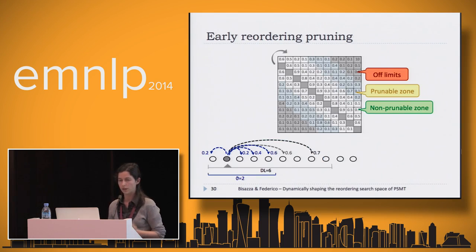So going back to the matrix visualization, we can represent this with these zones. Before, we only had an allowed zone, the white one, and then one that is disallowed by the distortion limit. Now we actually have 3 areas. The white area is not prunable, so we are always going to explore it. Then we have a prunable zone where we will go only if the model tells us it is a good idea to do so. And then we still have a space of very long-range reordering that we do not want to explore.